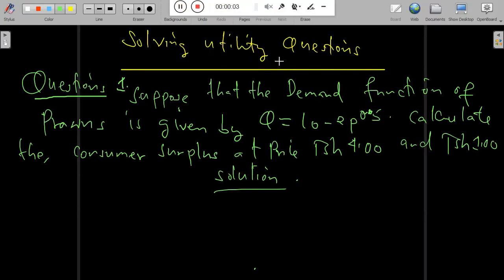Welcome to DC Economics. Today we're going to look at consumer behavior. We are going to look at how we can solve the utility maximization bundle, consumer surplus, the level of utility, and so forth.